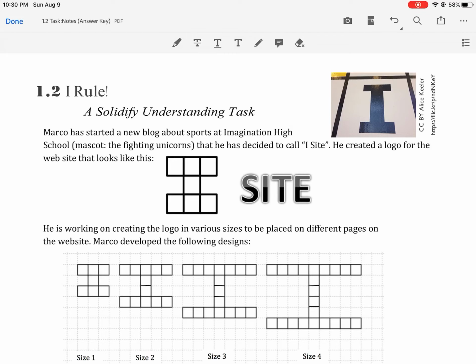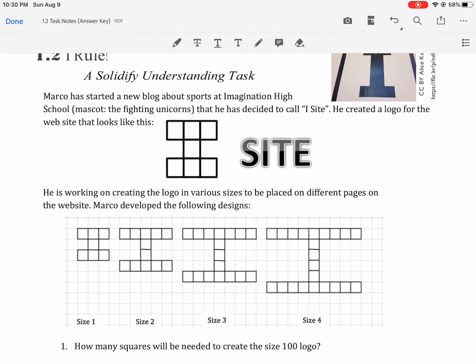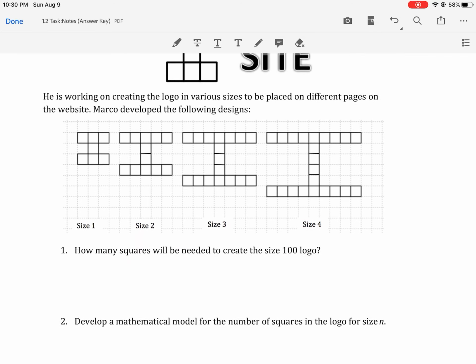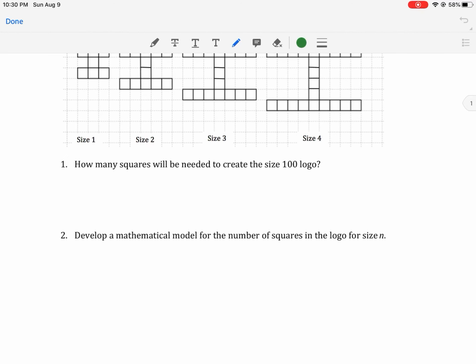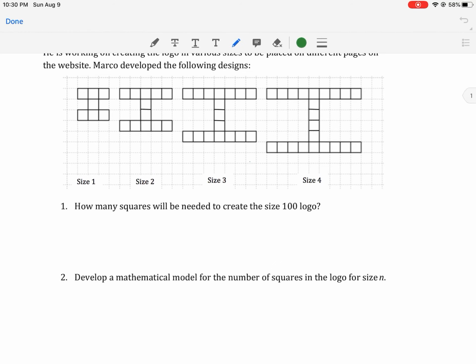Okay, today we're looking at 1.2, and you'll notice this is solidify understanding. So we're starting to learn a little bit more about this new type of function, which if you look at this module is called a quadratic. So the first question it asks here is how many squares will it take to create this I logo, right, size 100? And the answer is 502 squares.